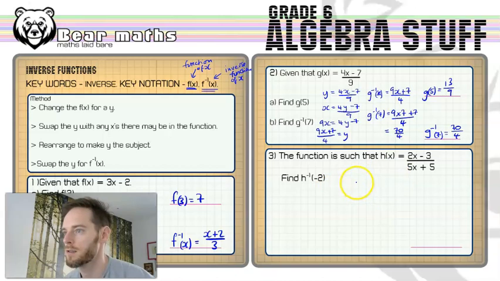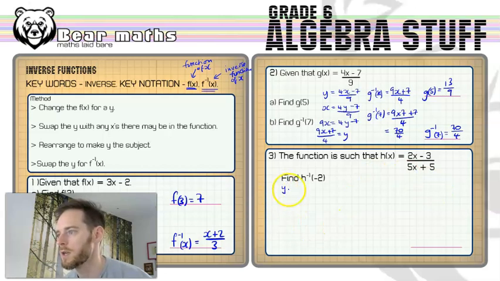So the function is such that h of x is equal to 2x minus 3 over 5x plus 5. Find h to the minus 1 of minus 2. So not only do we have a harder function here, we've also got a negative number to substitute in once we've got the inverse function of h. And again, it's just a different letter, it doesn't matter, it makes no difference. So we're going to change that for, and I'm probably going to have to use this entire space to do this whole question.